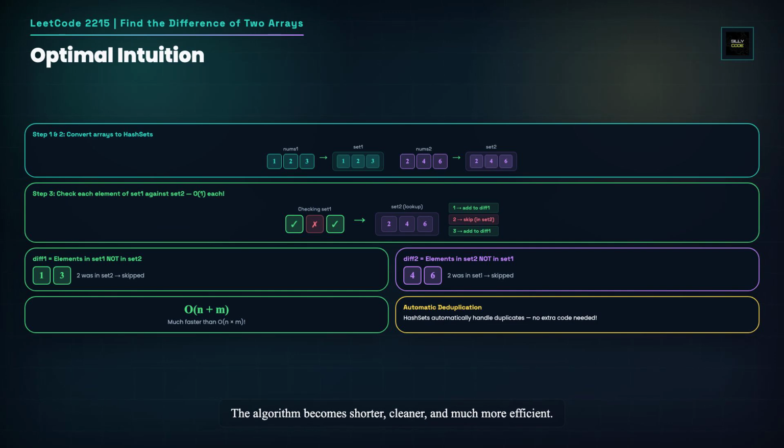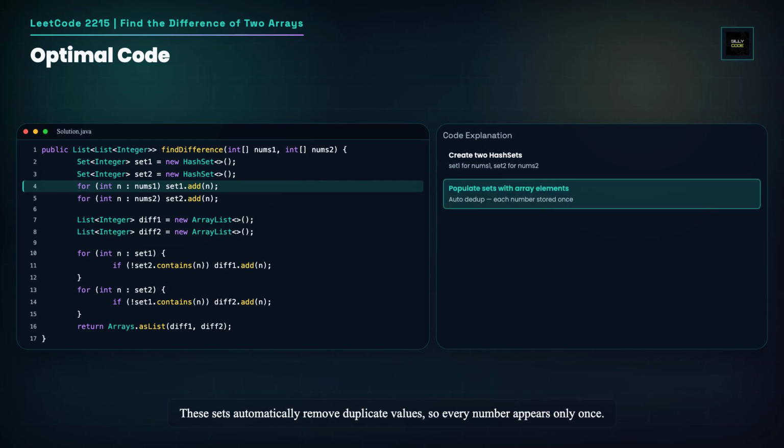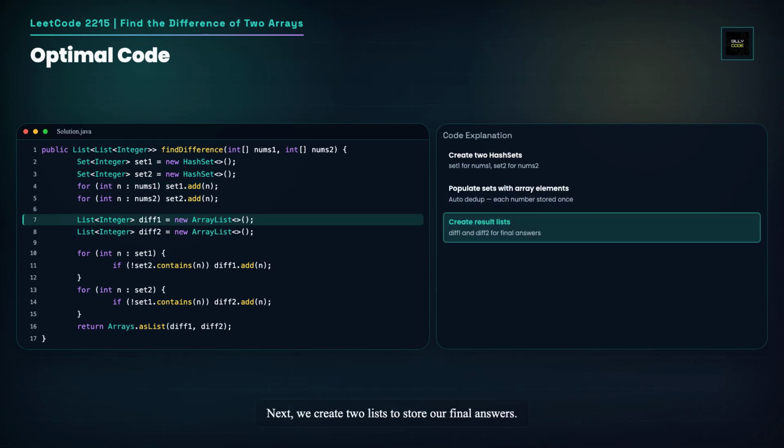Now let's see how that idea looks in code. Now let's turn that idea into code. First, we create two hash sets, one for nums1 and another for nums2. These sets automatically remove duplicate values, so every number appears only once. Next, we create two lists to store our final answers.